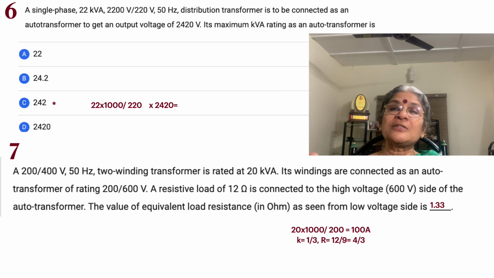So much of voltage can be catered to by this kind of transformer, which has been converted from a single phase to an auto transformer. Its maximum kVA rating as an auto transformer is very simple: 2420 multiplied by the maximum possible current. So how do you get that? 22 kVA divided by the smaller voltage, which is 220 volts. So 22 into 1000 divided by 220, you can multiply them all together at one go, and you can see that it's equal to 242 kVA or 242,000 VA.